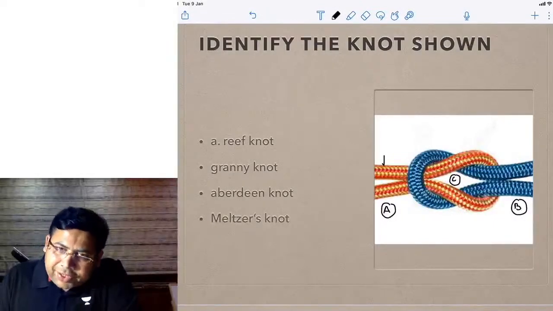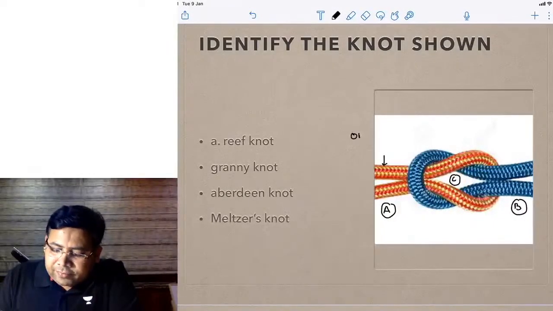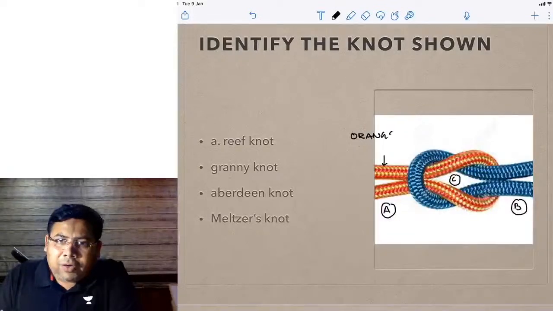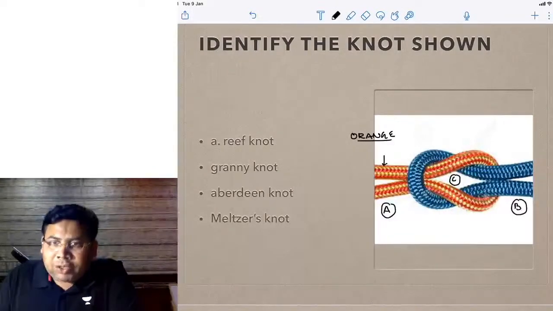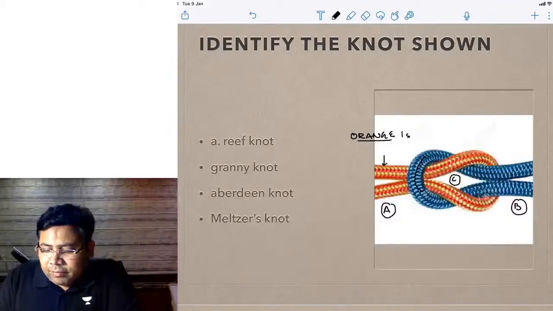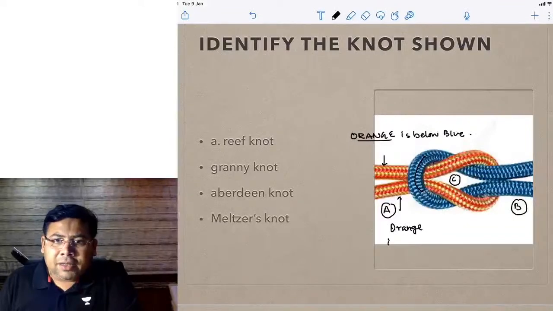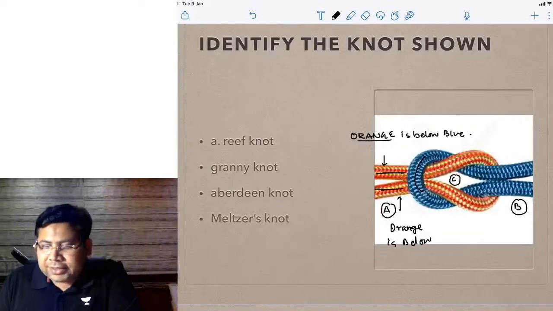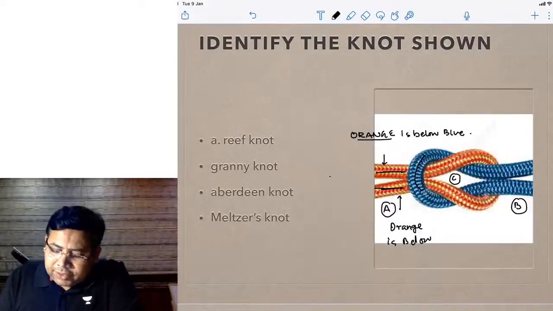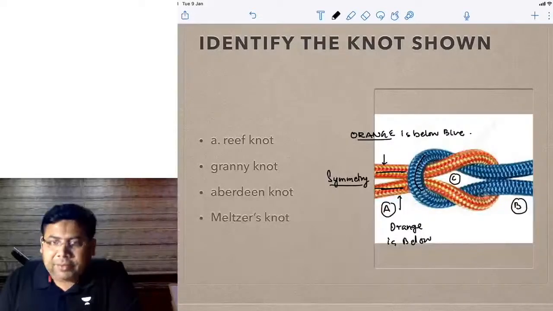If you see this orange thread, the orange is below the blue. Can you appreciate this? Here also orange is below. So both these threads are below this blue, and therefore there is a symmetry on this side.